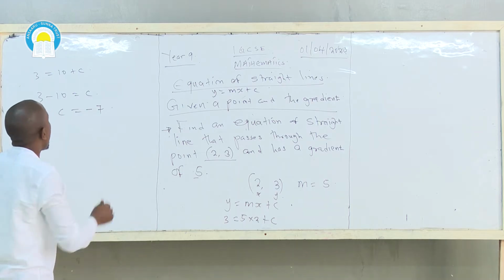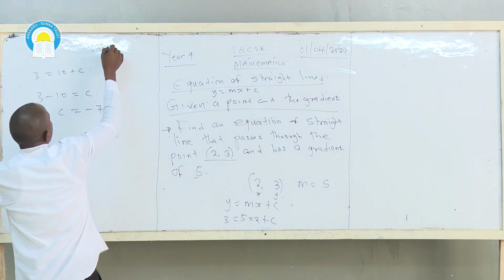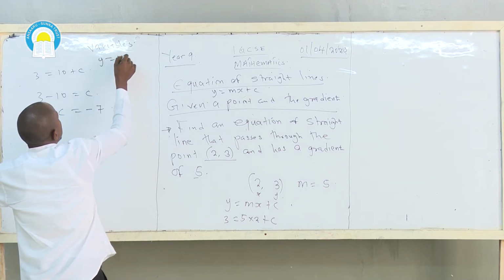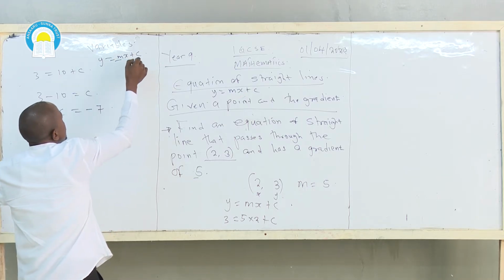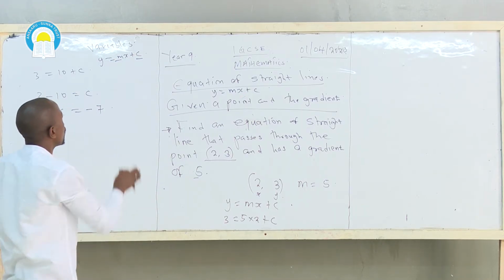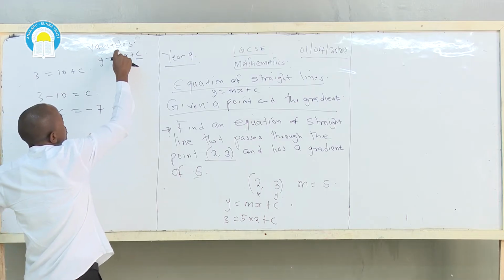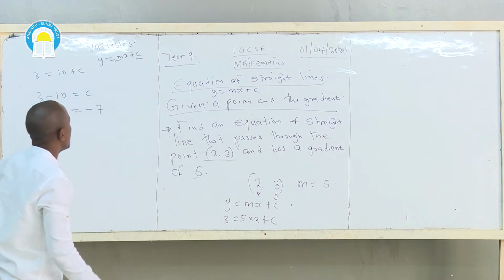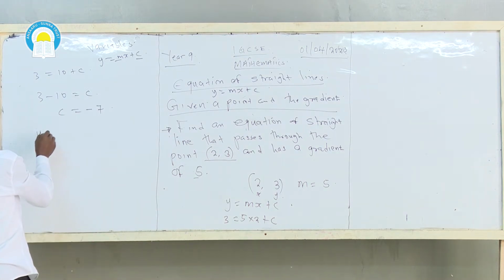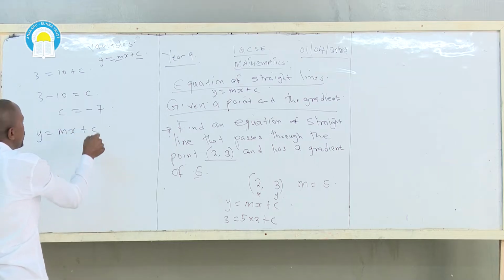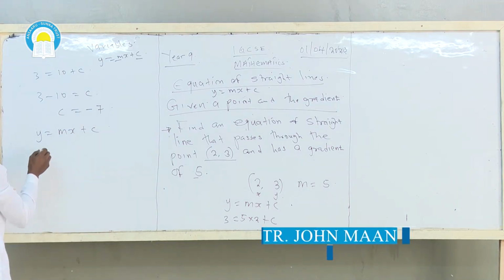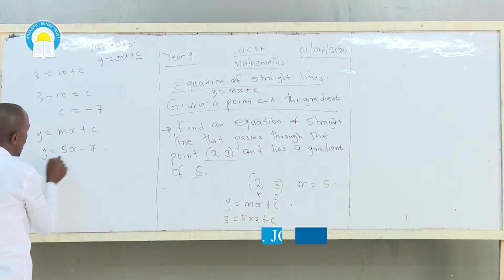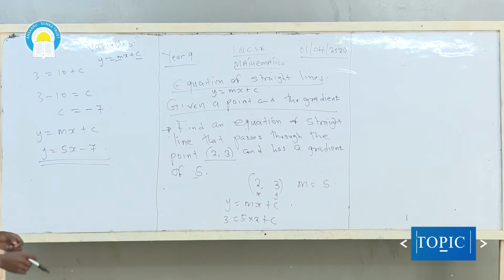Now, we said we have variables in the equation y is equals to mx plus c, where m and c are constants. Those are the constants that we need to insert. In other words, we replace the value of m and c. So in the equation y is equals to mx plus c, the equation is going to be y is equals to 5x minus 7, and that is the equation that you are requested to find.